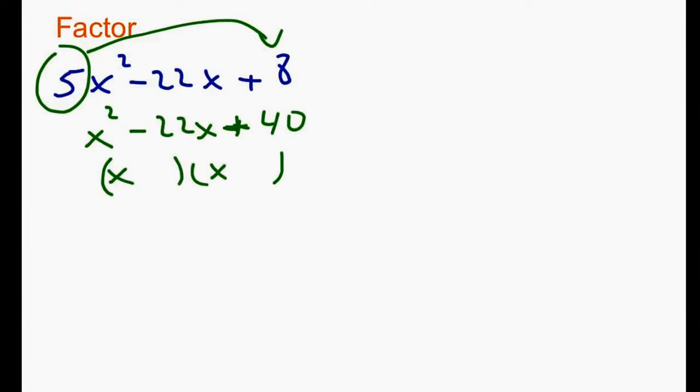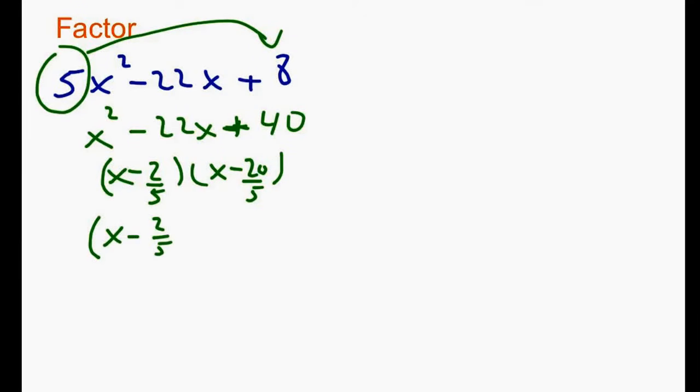X and x. Two numbers that I multiply equal positive 40 and add equal negative 22. And that's going to be minus 2 minus 20. I now take that number that I slid over, that 5, and I put it in the denominator. I simplify the fractions. 2/5 is already simplified. That's nice. 20 over 5, I'm going to simplify to 4 over 1.